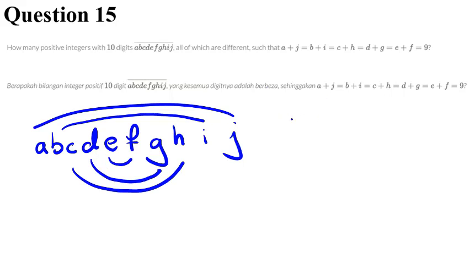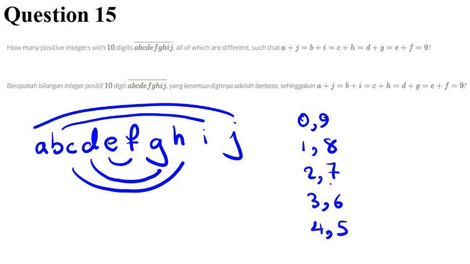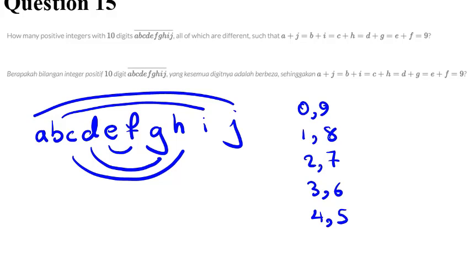So if I write the digits, I know some of which are 9 and 0, 9 and 1, 8 and 2, 7 and 3, 6 and 4, 5. So we have these 10 digits, and because all of them are different, we have a permutation of 0 to 9. But the only thing we should pay attention to is that a cannot be 0. So for solving this problem, one of the most important ideas is to consider the limited case first. It is a very important idea in Olympiad problems.